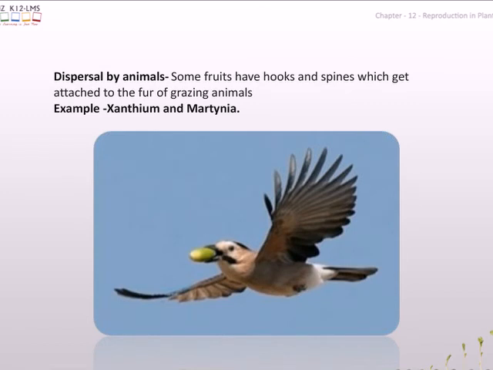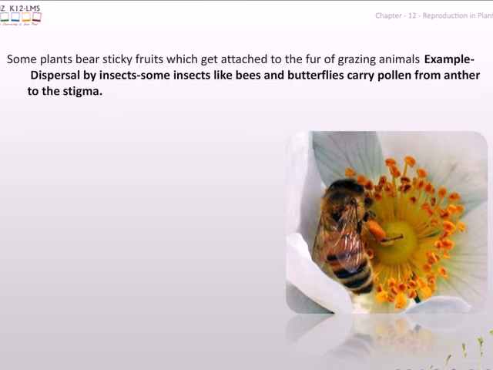Some fruits have hooks and spines which get attached to the fur of grazing animals. Example, xanthium and martynia. Some plants bear sticky fruits which get attached to the fur of grazing animals. Dispersal by insects. Some insects like bees and butterflies carry pollen from the anther to the stigma.